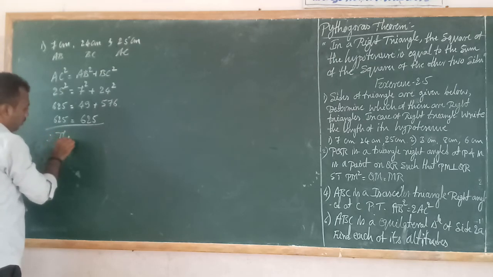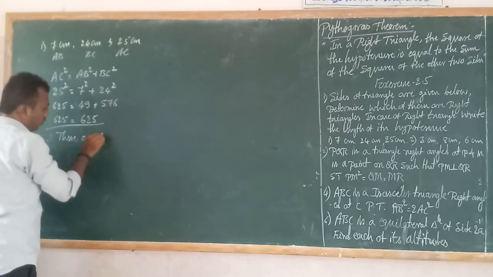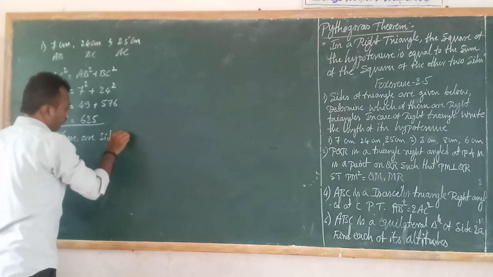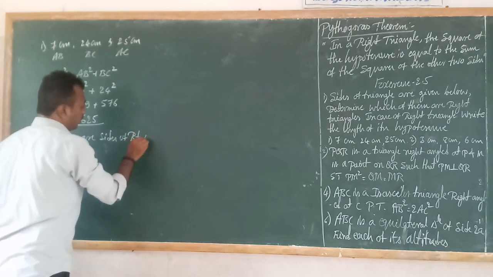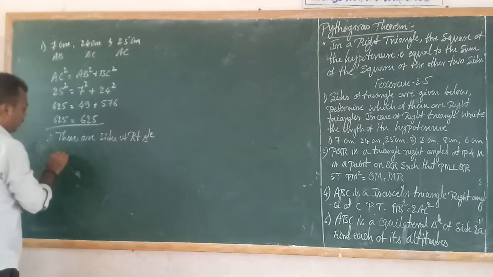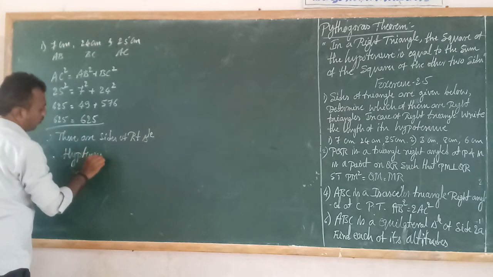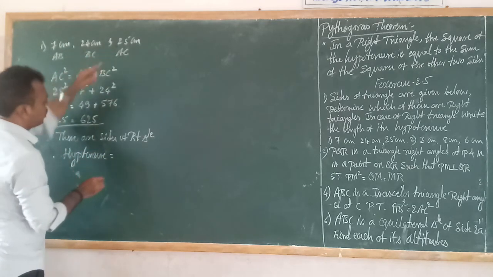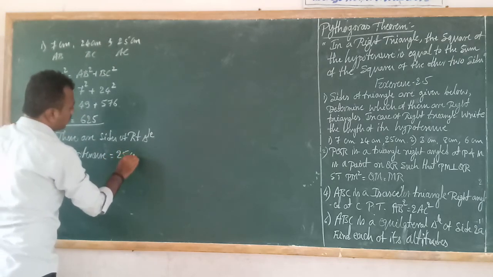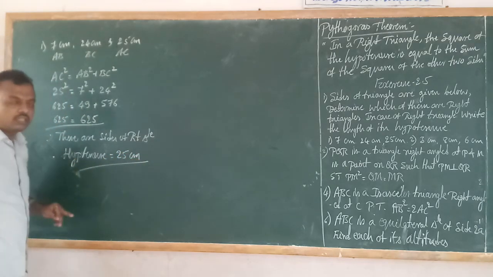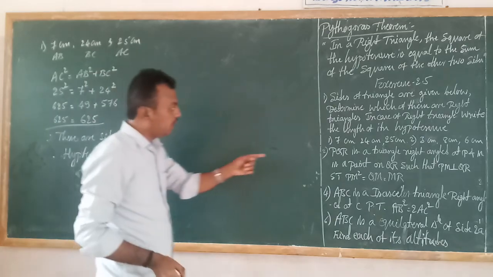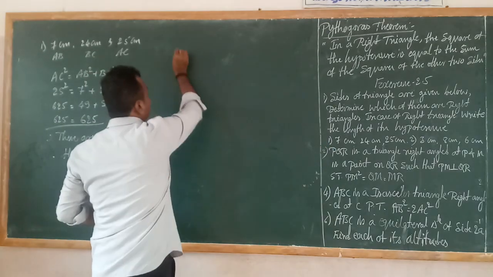LHS is equal to RHS, therefore these are sides of a right triangle. Therefore the hypotenuse is the highest one: 25 centimeters. Understand?